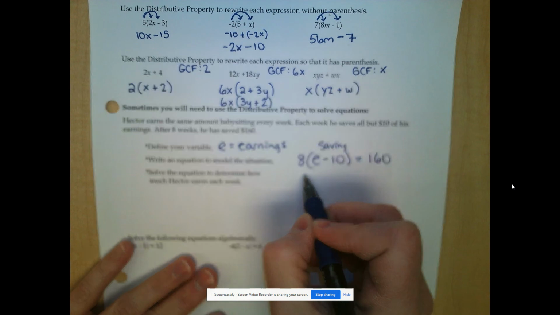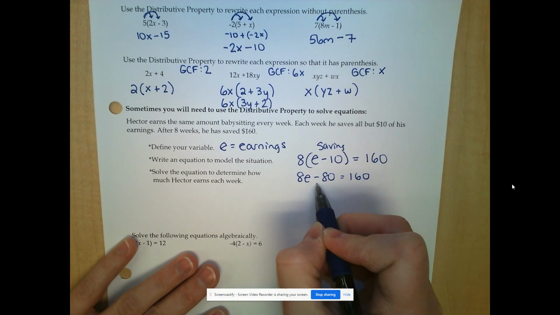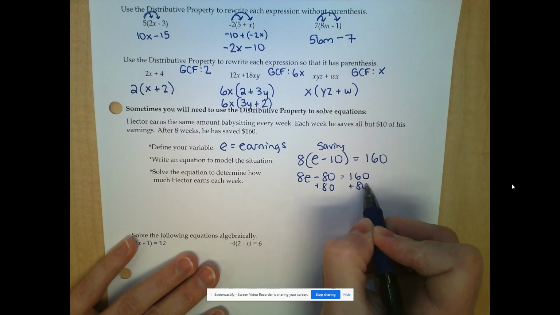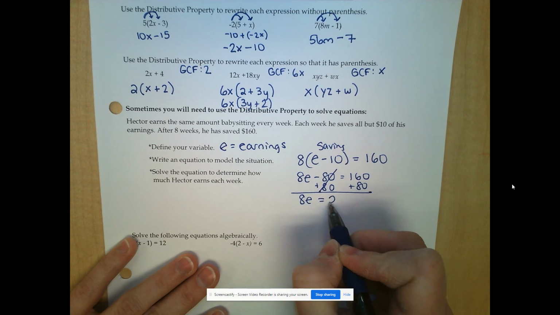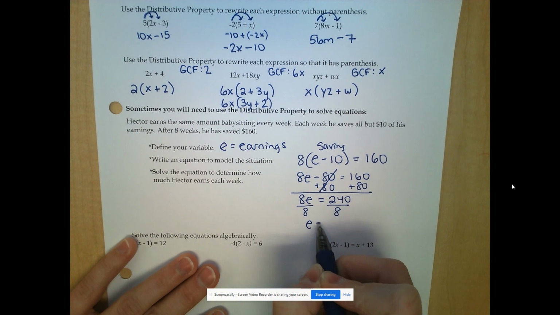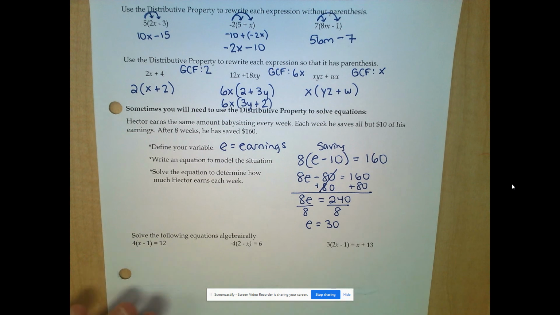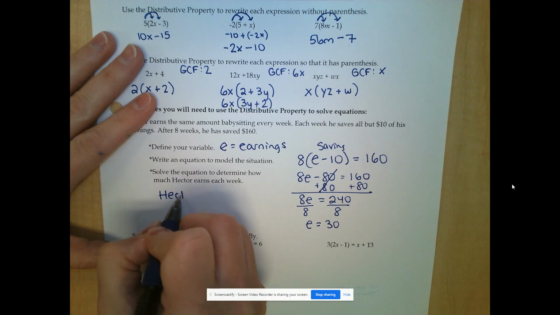I'm going to distribute that 8. 8e minus 80 equals 160. I can add 80 to both sides. 8e equals 240. Divide both sides by 8, and we would learn that he is earning $30. So we could say Hector was earning $30 each week.